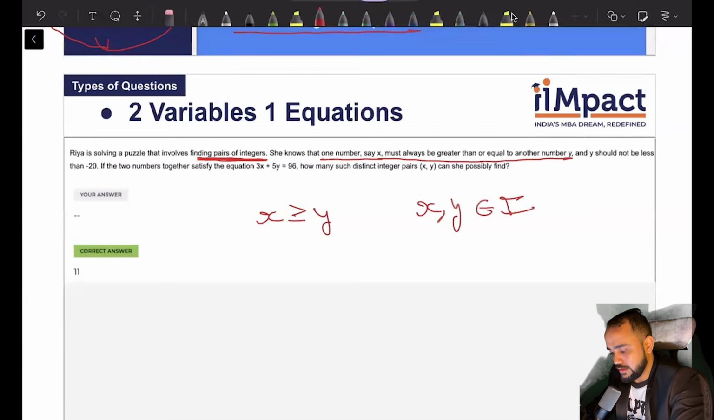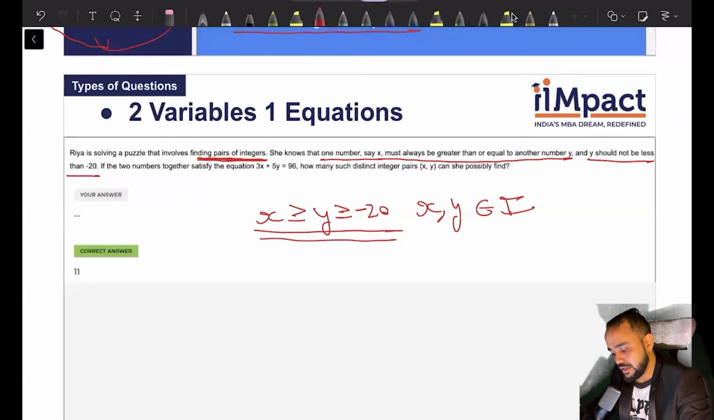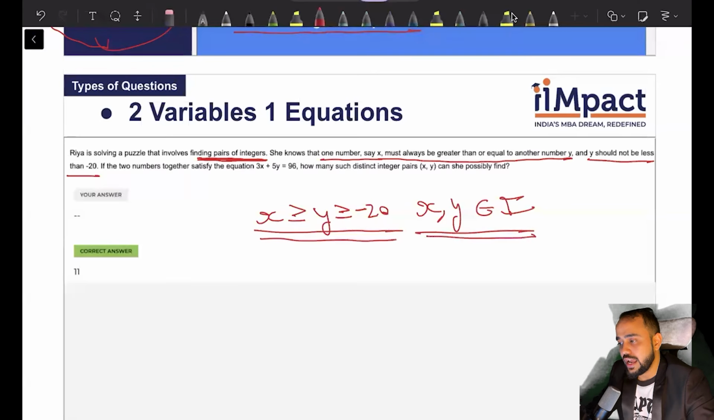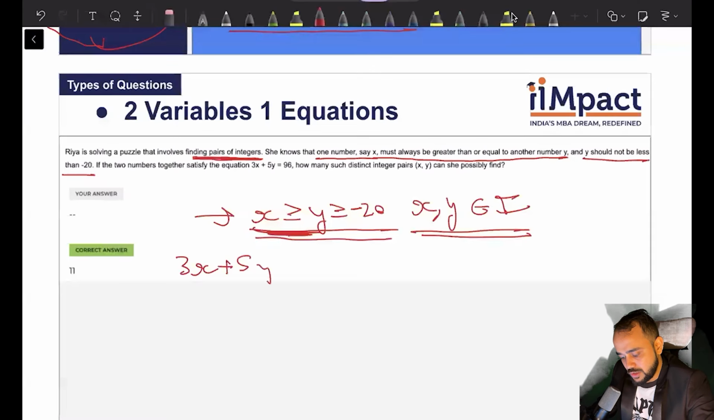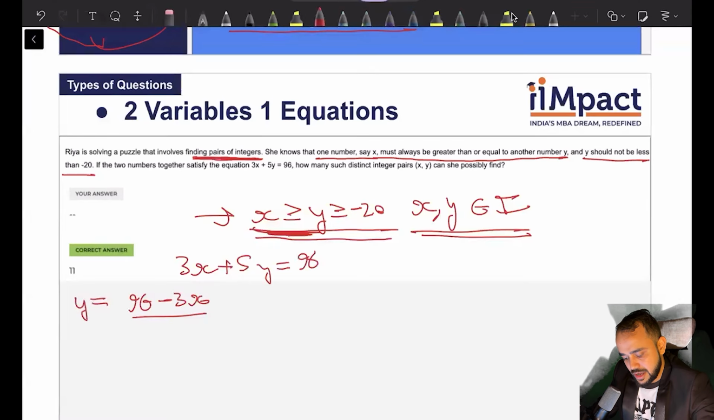What is the next data point? y should not be less than minus 20. So y has to be greater than or equal to minus 20. This is constraint number 1. This is constraint number 2. 3x plus 5y is equal to 96. Now I am getting y is (96 minus 3x) divided by 5.